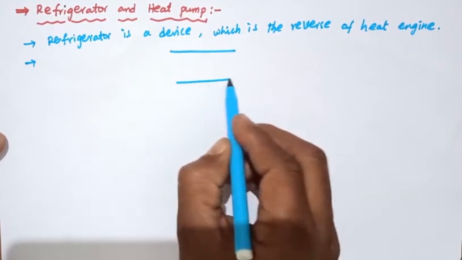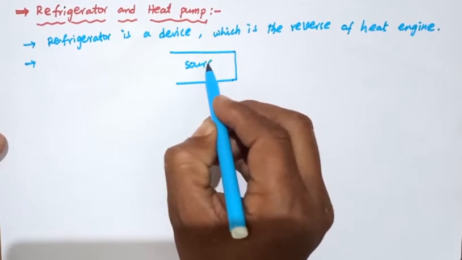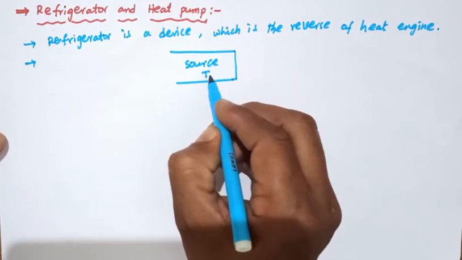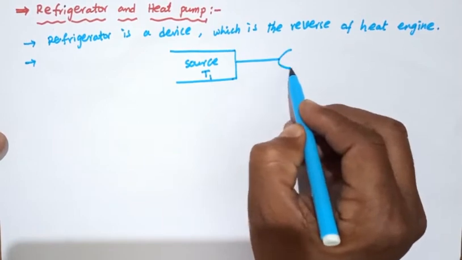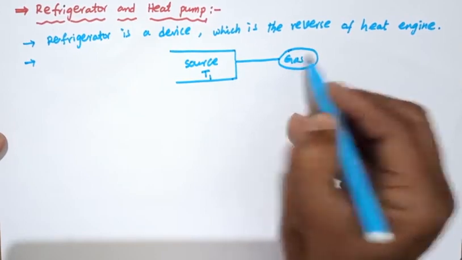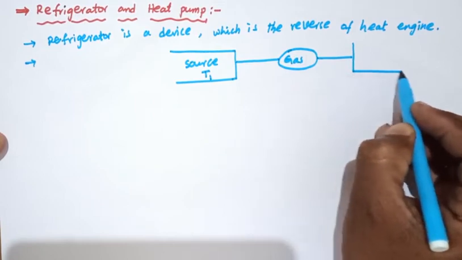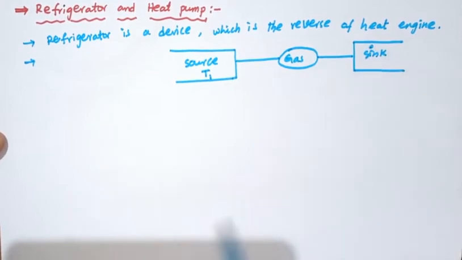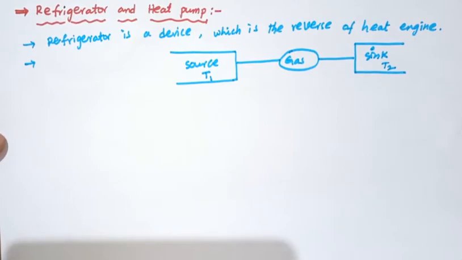So it is the cold reservoir or source, and it is the hot reservoir or source. The source temperature is T1. Here the working substance, we can use a gas, and this is the sink or cold reservoir. So we can write here, it is the sink. The sink temperature is T2.